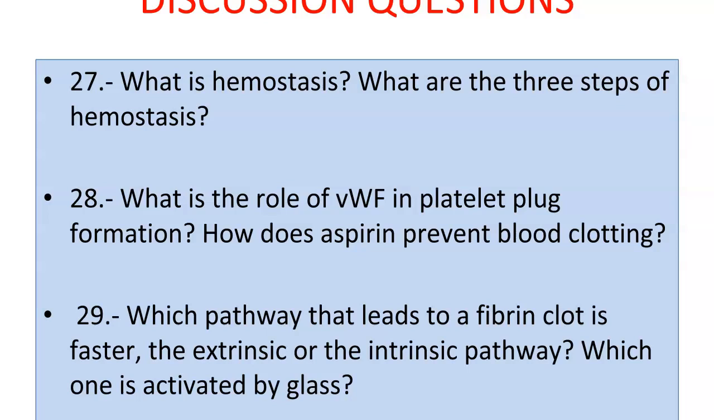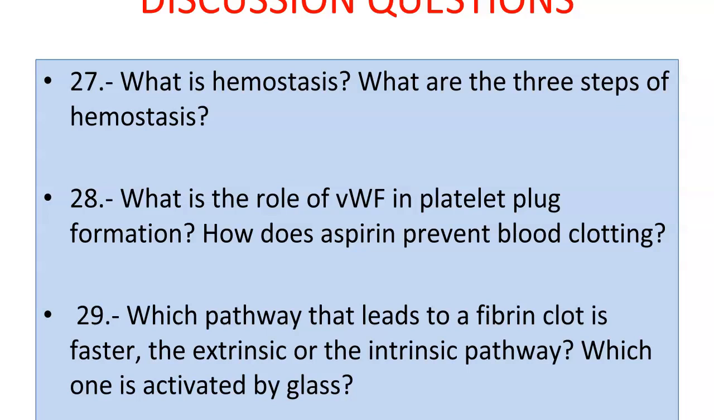Remember the role of von Willebrand factor in platelet plug formation, which was that it bound to collagen fibers, and in turn von Willebrand factor then bound to circulating platelets and activated the platelets. Remember how aspirin prevents blood clotting by preventing the production of thromboxane, which means platelets are not going to bind to each other and make the platelet plug.